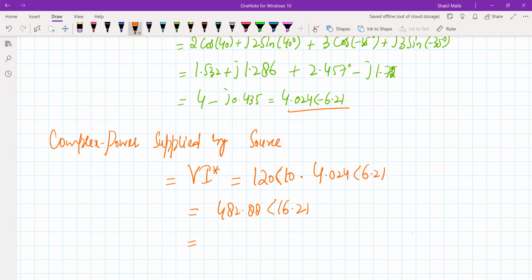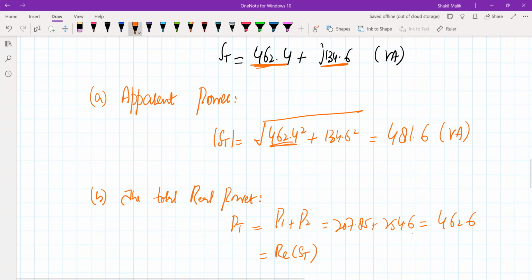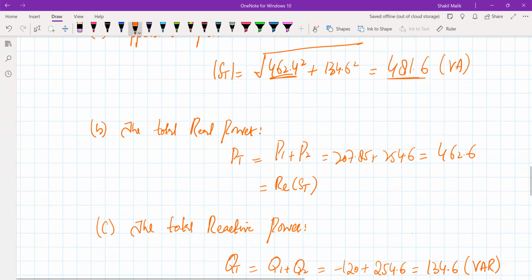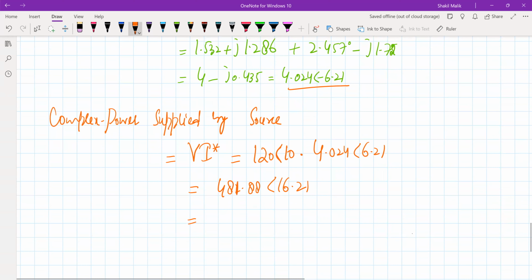Now you can check what ST was here. It is 481, not 482. Please check the calculations yourself, it is 481.88 something. So it is the same quantity. Or you can express it in rectangular form as 463 plus j 135 volt-amperes.